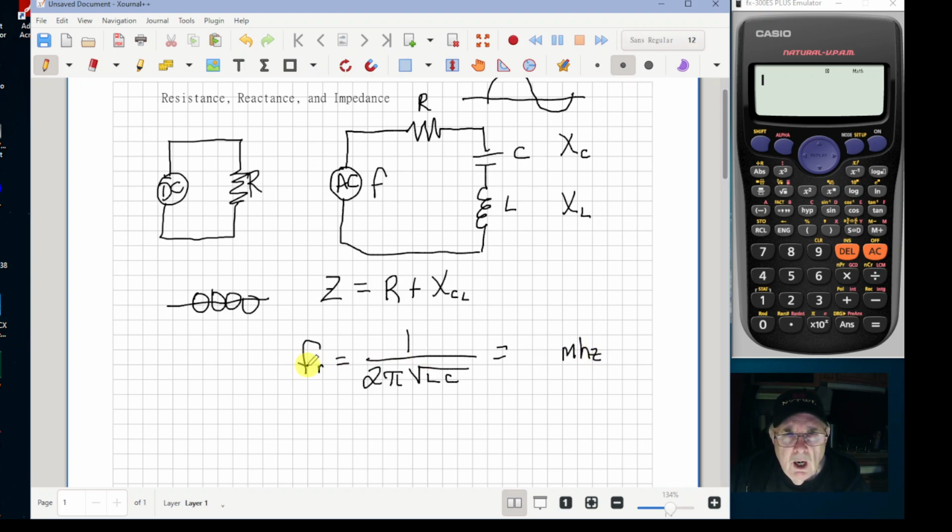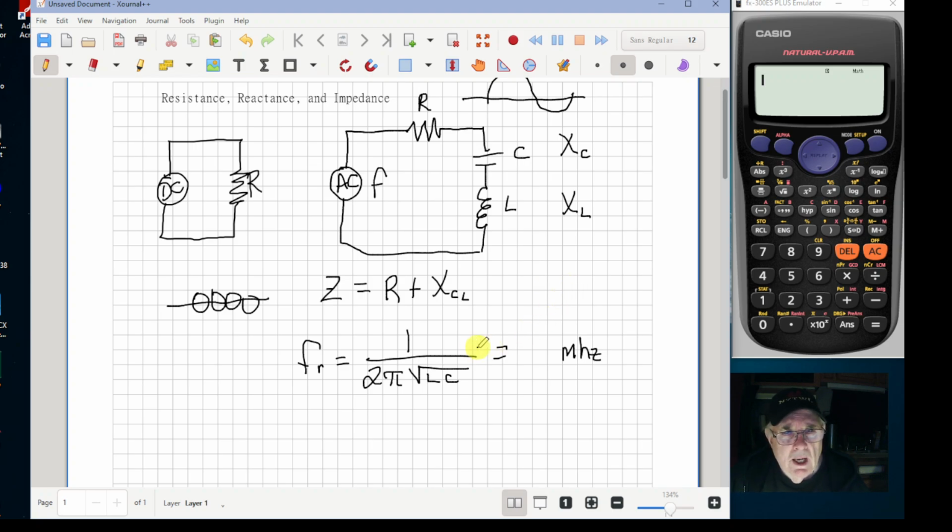And why do we care about resonance? Because that's where the capacitive reactance and inductive reactance are the same. We get resonance there. And when we have resonance, we have the maximum flow of energy. So that indeed is a very important concept. All right, we'll talk about that in separate videos. Hopefully this gives you a little bit of a leg up on what resistance, reactance, and impedance is.